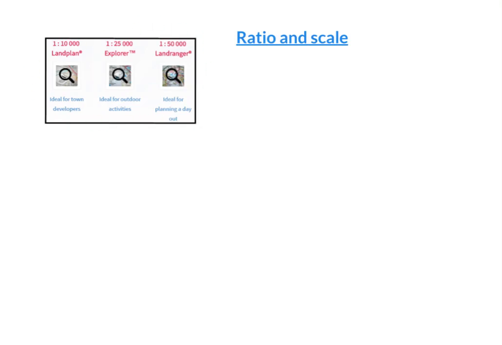Okay, so a map can be in lots of different scales. The first one is just a land plan map, which is a 1 to 10,000 map, and that's just ideal for town developers. And as you need to look at more and more area, you get a bigger scale. So on here, 1 to 25,000 would be zoomed out a little bit more for outdoor activities, and then the Landranger one is zoomed out even more so that you can see more of the space, so that you could plan a day out, say, and look at different parts of the country. So we need to be able to work out distances on those types of maps.